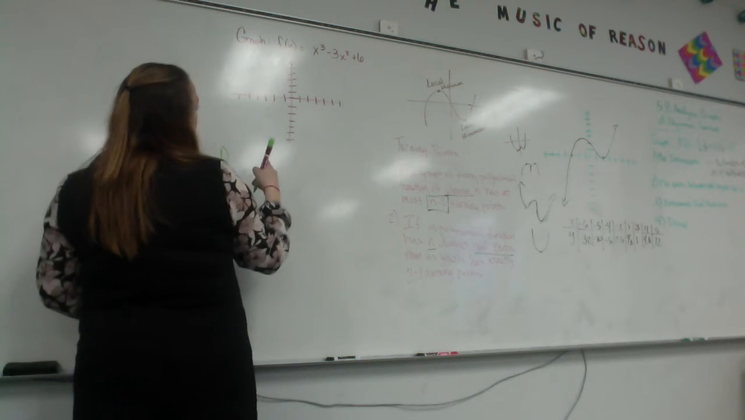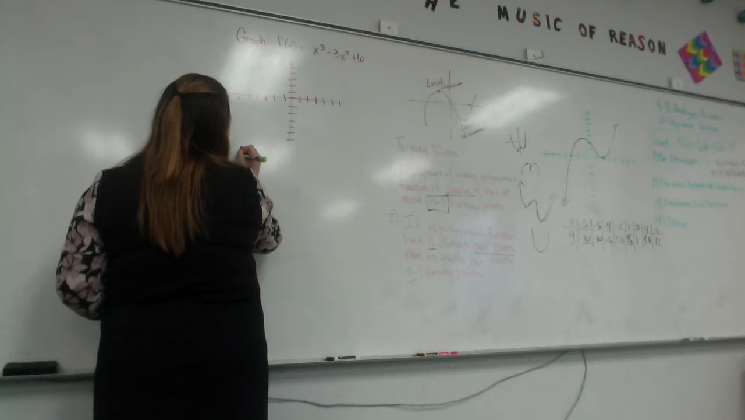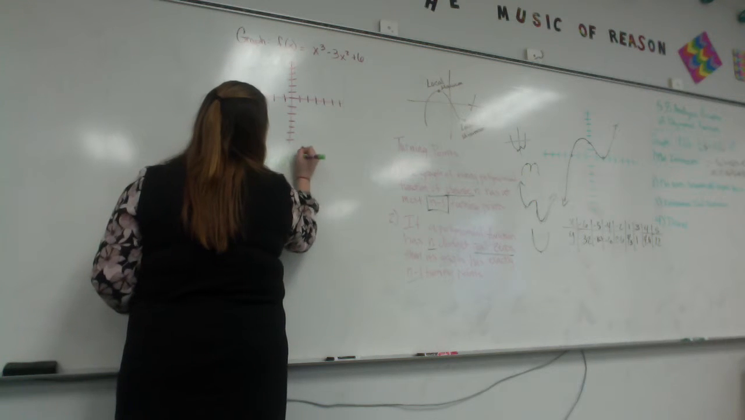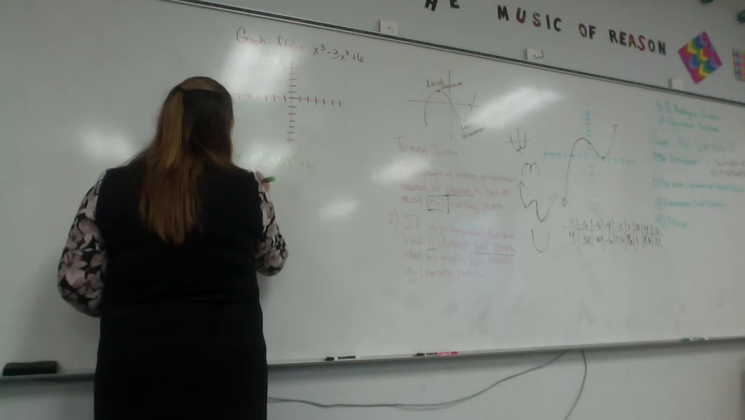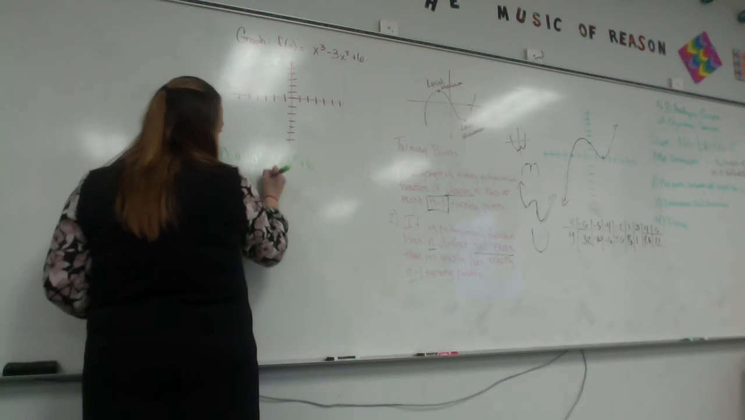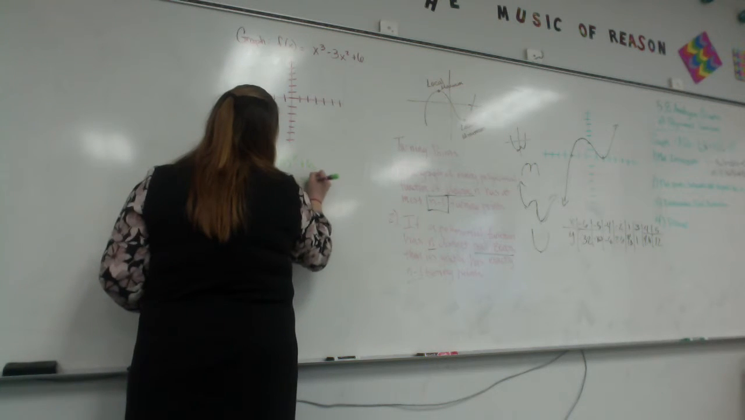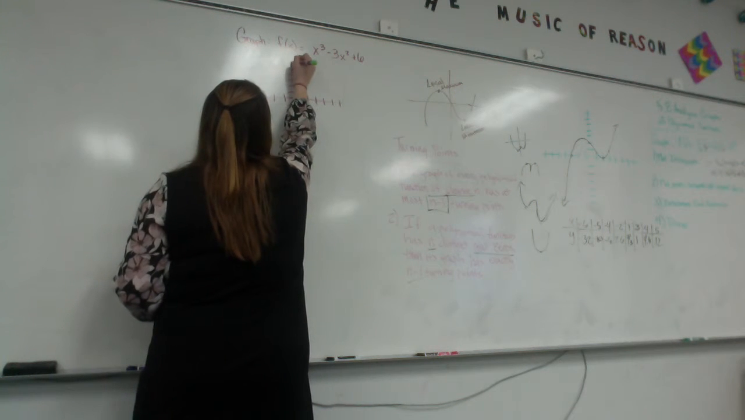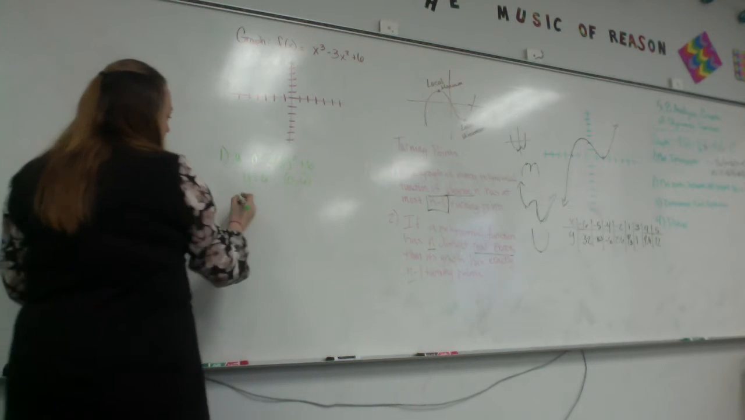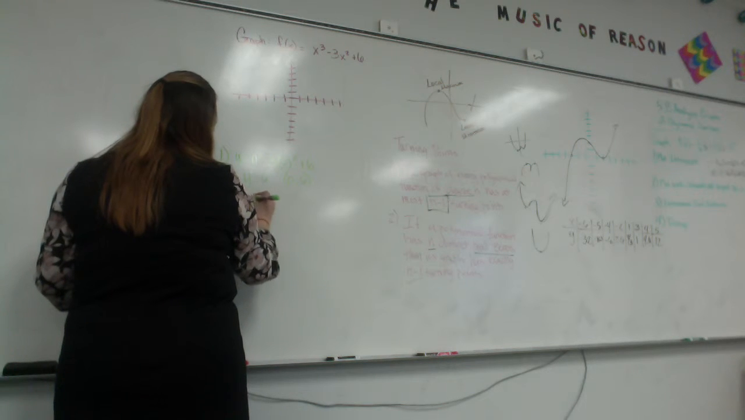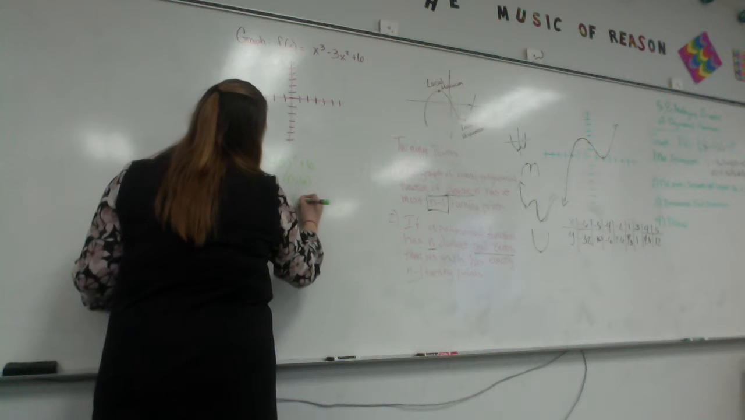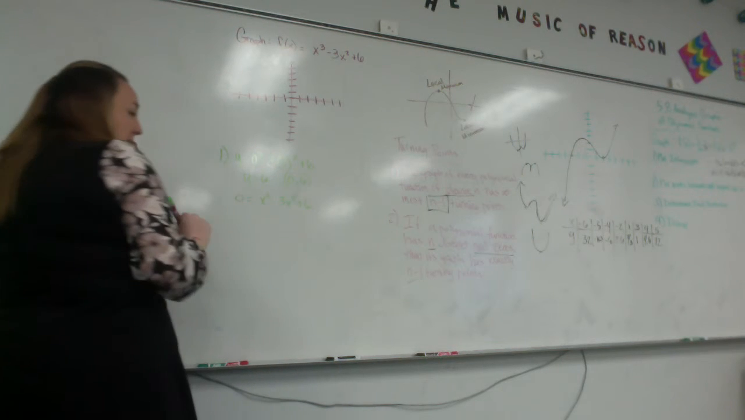So if I plug in a 0 for x, y equals 0 cubed minus 3 times 0 squared plus 6. What do you get? Y equals 6. So (0, 6) is my y-intercept. If I plug in 0 for y, I have x cubed minus 3x squared plus 6 equals 0. What do I have to do with that?